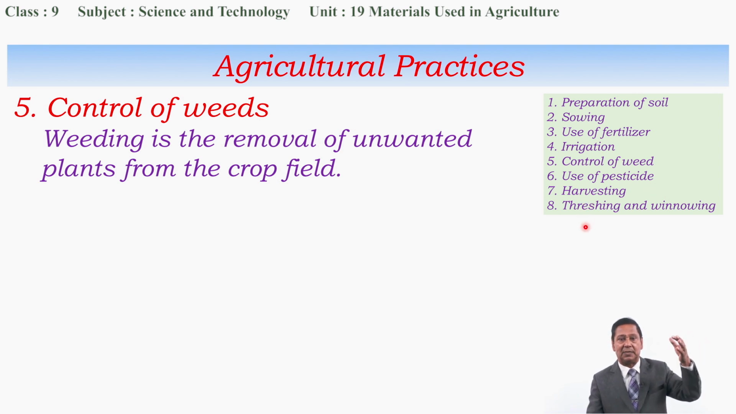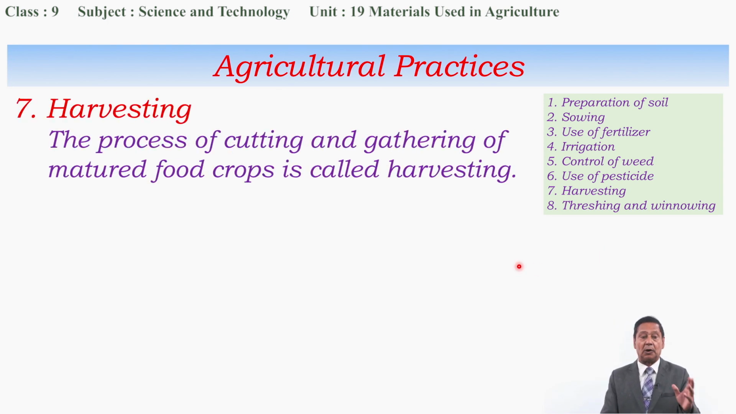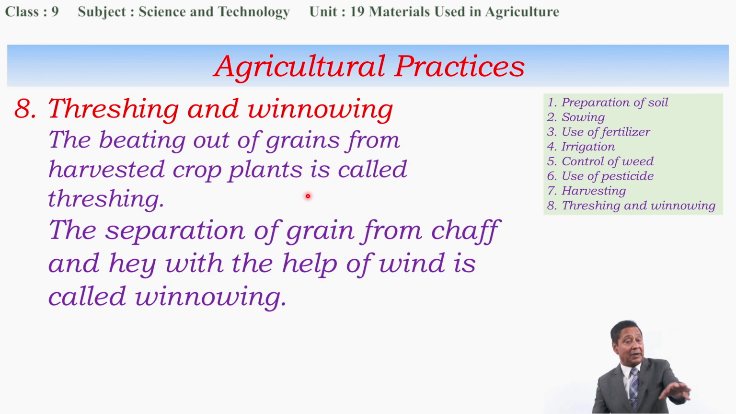Now, the time has come to harvest the grown crops, and this is called harvesting. The process of cutting and gathering of matured food crops is called harvesting. We will harvest by cutting the plant at the lower side. And after harvesting, threshing and winnowing should be done.